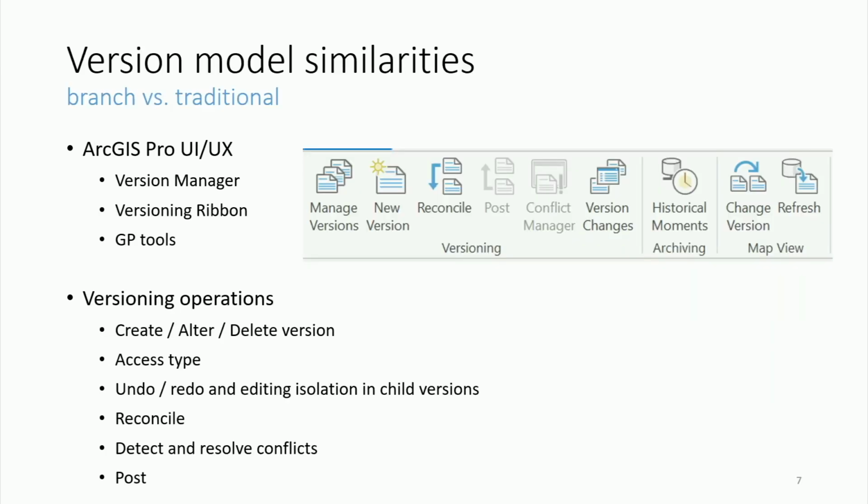Okay, similarities. They both have version managers, they both have a ribbon, they both have GP tools. You have similar operations. We tried to keep the same name, same metaphors and all that. Didn't create new abstractions. Create, alter, delete. You can set the access type. You can do undo, redo, and have editing isolation inside child versions. Do reconcile, you can do post. You can, of course, detect and resolve conflicts. They're both basically the same there.